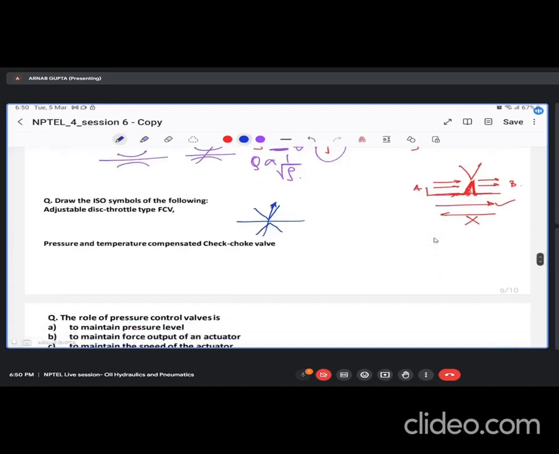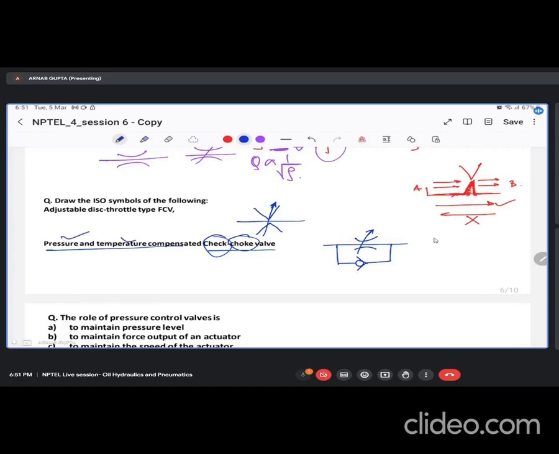Next, pressure and temperature compensated check choke valve. You have a check valve, that is NRV, non-return valve, and a choke valve, that is FCV. So this means that flow in one direction will be throttled, meaning it will be passing through the flow control valve. However, in the other direction, it won't be throttled.